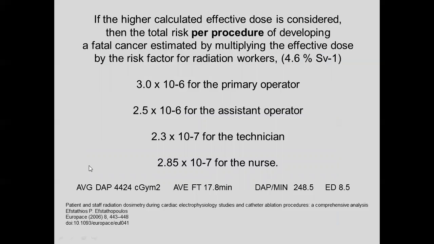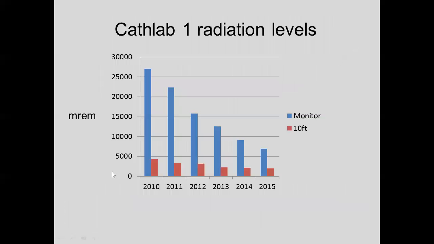Okay, so if you look at per procedure, this is from that same study. Average effective dose, dose area product, average fluoro time, and DAP per minute. This is actually a pretty low DAP per minute, okay? This would be almost what we do in the EP lab, so on the cath lab side, it's going to be a little bit higher. But then you look at what is the risk per procedure for each one, a primary operator, you know. So like I said, the risks are small, but over a 20, 30-year career with 5, 6 procedures a day, you know, it definitely adds up.